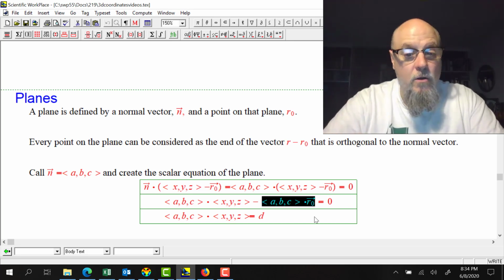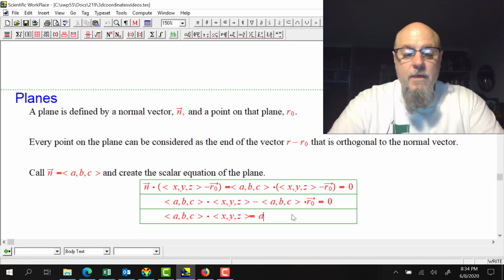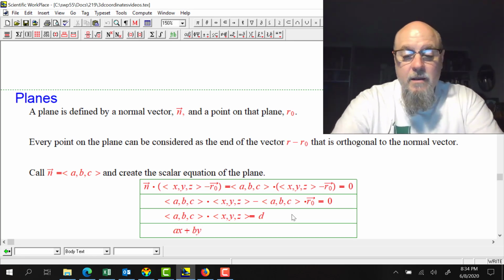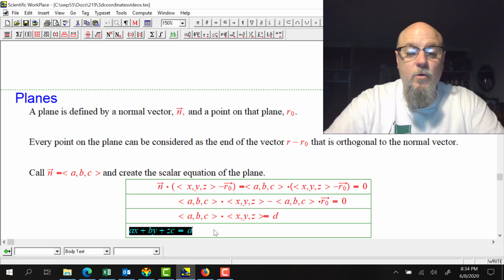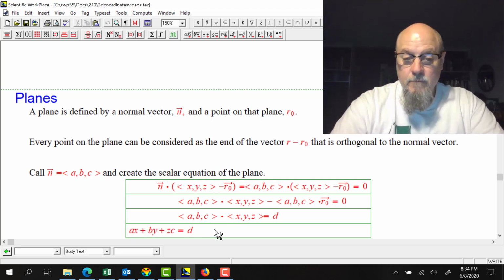That highlighted is what I'll call D. And now let's actually do our dot product. That's going to be first times first, plus second times second, plus third times third. And here is the equation we want. That's the scalar equation of a plane.